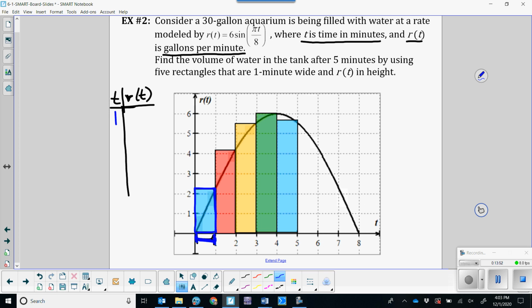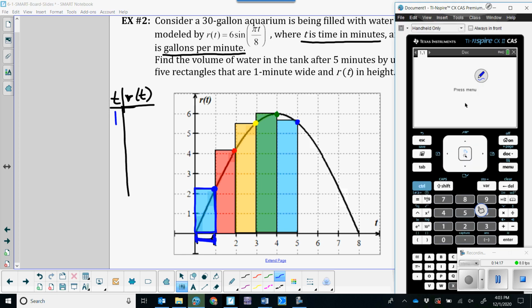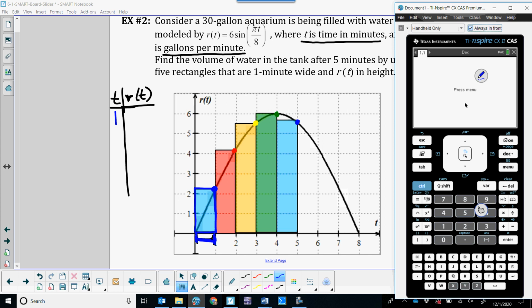Okay, so since we're going to have to find this value of the function, and this value, and this value, it totally makes sense for me to store this function. So I could just plug those numbers in, okay? So we need to do that. So let's go ahead and do that.